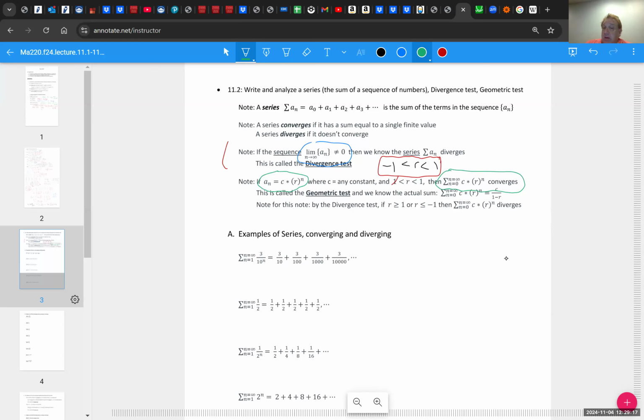By the way, if it does converge, we know exactly what the limit is. The actual sum is this thing right here. Oops, let me zoom in first of all.